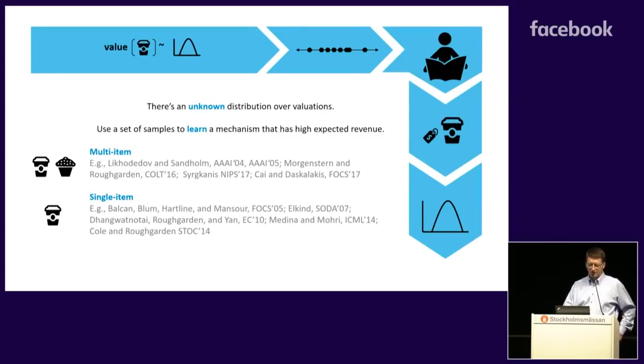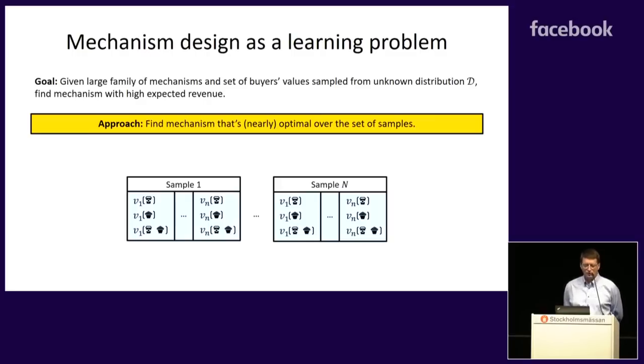All right. So there's an unknown distribution over valuations, and we use a set of samples to learn a mechanism that has high expected revenue. And there's been work on the multi-item case now on that, as well as on the single-item case. So more formally, if you think about it as a learning problem, our goal is the following. Given a large family of mechanisms and a set of buyers' values sampled from an unknown distribution D, find a mechanism with high expected revenue on the real distribution D, which we don't know.